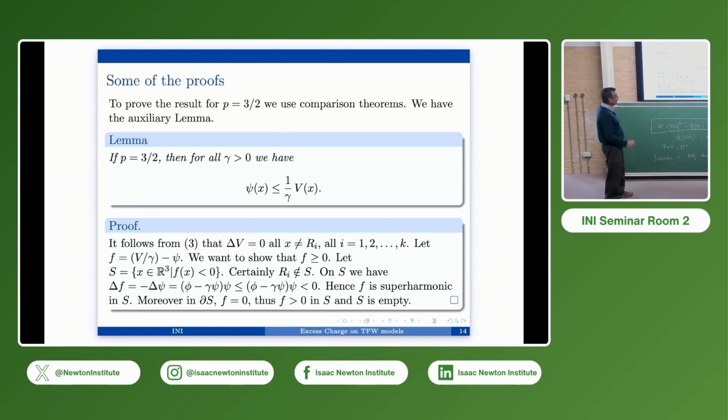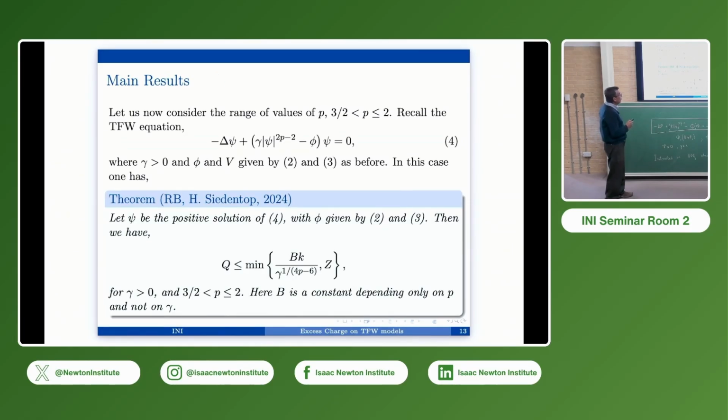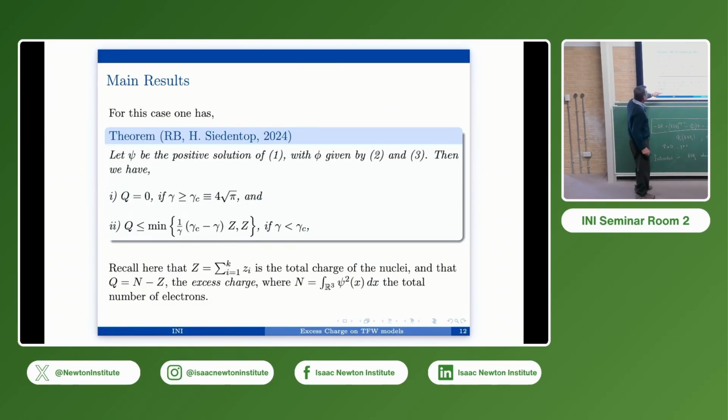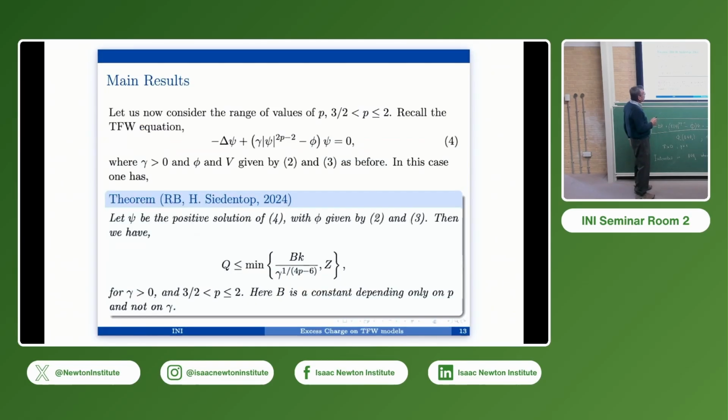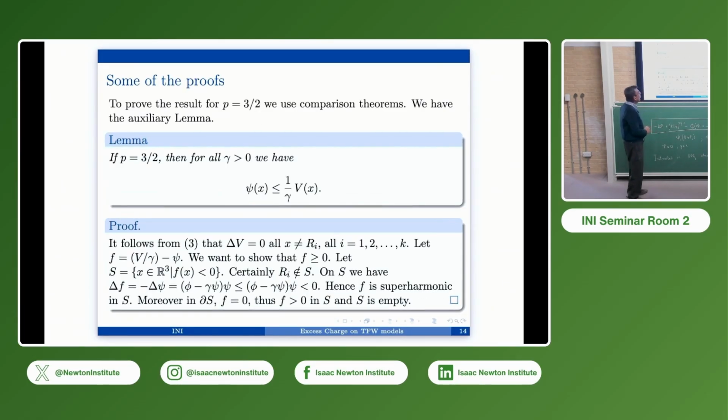So the proof of these facts is more or less as follows. When you are in the P equals 3/2 case, the first thing we do is to prove this quantity. We can compare psi with the potential V, the potential of the nuclei. And you can prove that everywhere psi is less or equal than 1 over gamma times V. And for that, you just use comparison theorems. This is standard: the Coulomb potential is harmonic away from the nuclei.